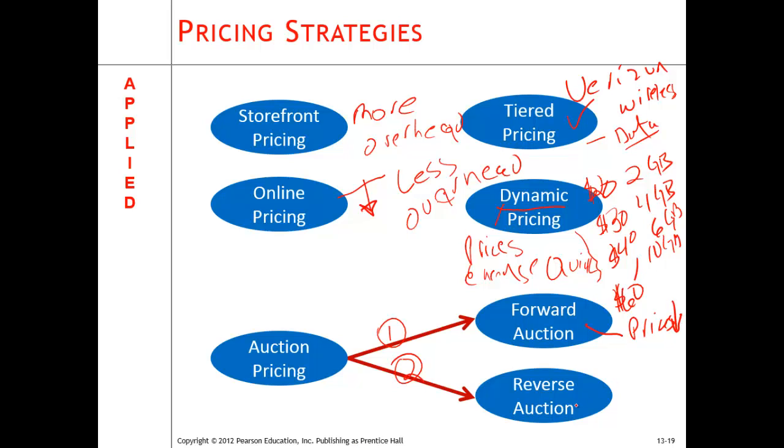Whereas in a reverse auction, a buyer states the price they are willing to pay. This type of auction can be exemplified with Priceline.com. In this instance, in a reverse auction, prices can go up dependent upon how many people are bidding on the product, i.e. market demand.